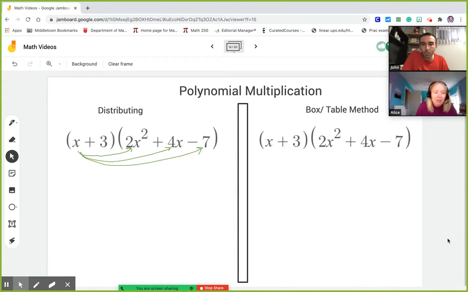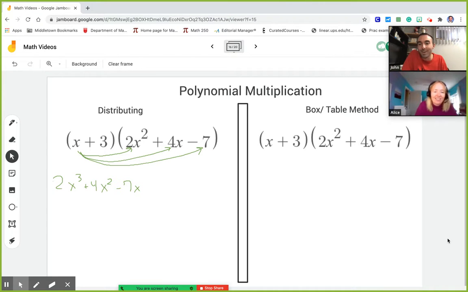x times 2x squared gives me 2x to the third. x times 4x gives me 4x squared. x times negative 7 gives me negative 7x. So we've distributed the appetizer. Now it's time for some turkey.